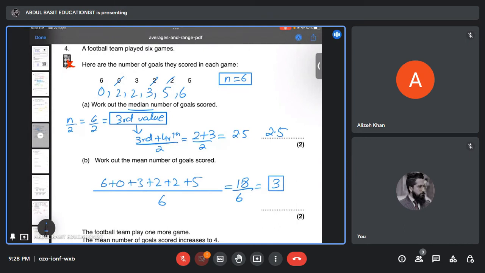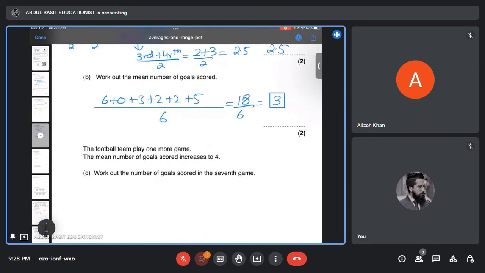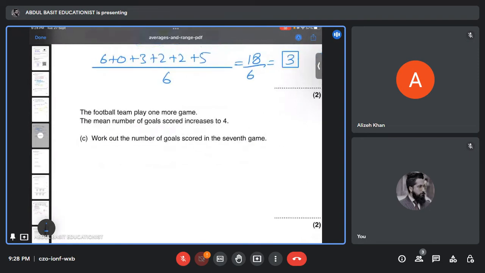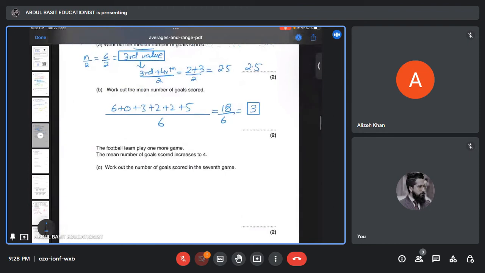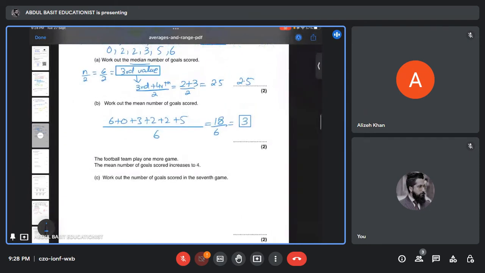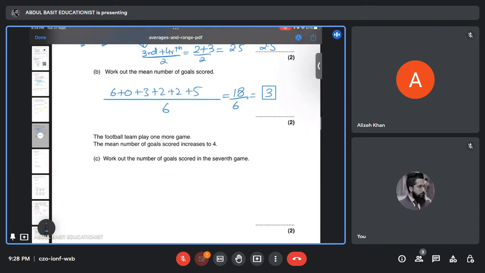So that's how you will find the mean, median, mode and range of the data. If the question is for 2 to 3 marks, don't miss these marks, and they are very easy. They say that the football team plays one more game, and the mean number of goals scored increases to 4. For example, the mean number previously was 3.